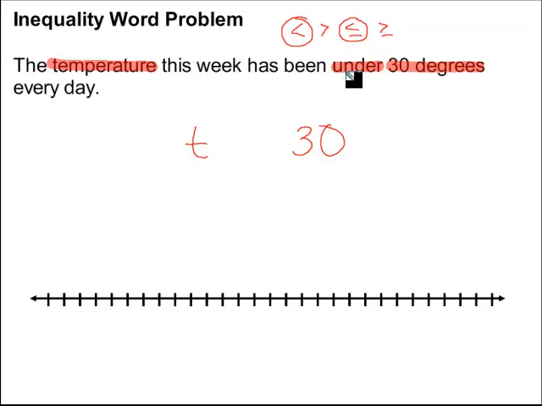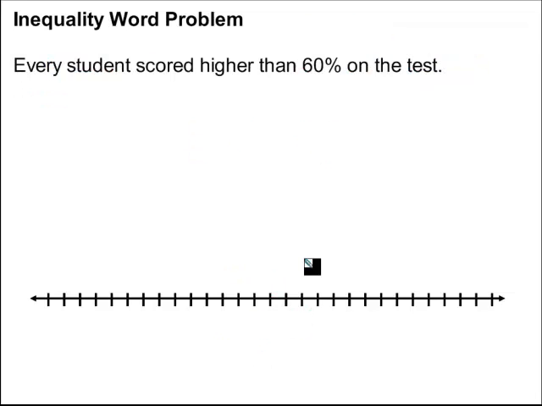Okay? But does under allow us to have been 30? Is there a day that could have been 30 if all the days were under 30? No, because under just means below. So we're going to say that t is less than 30. So if I put a quick number line on here, I'm going to have an open circle at 30 and an arrow going to the left because 29 is less than 30. Let's try another one.